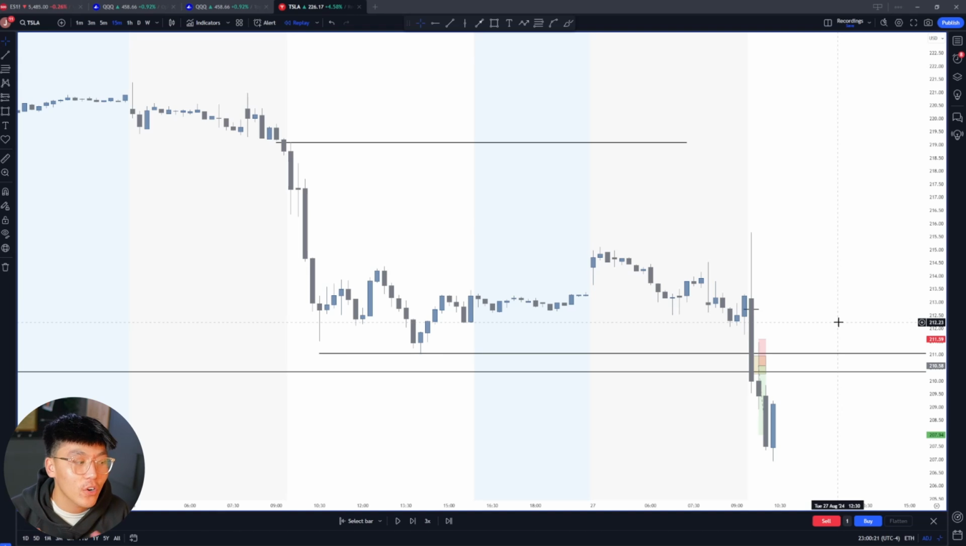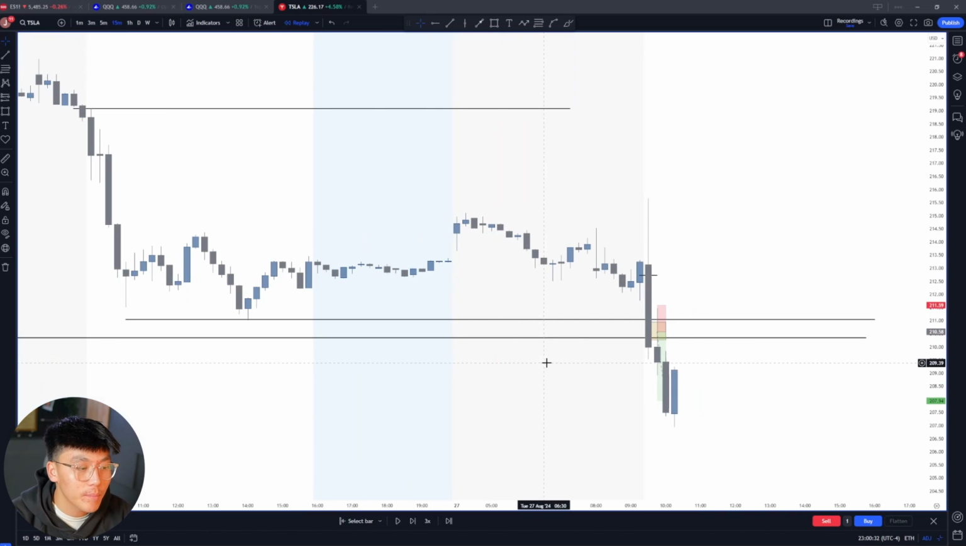So you can see how crazy the setups are: what's happening on the lower time frames is also happening on the higher time frames. If you know what you're looking for, you're able to capture these types of moves. So now we can play the tape and wait for the next day to form.